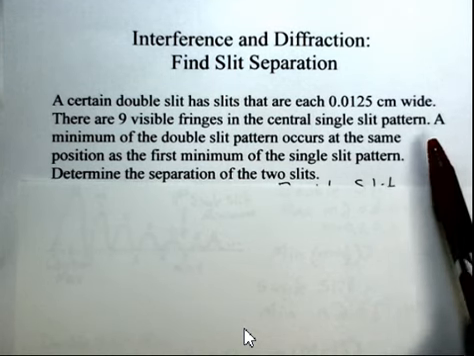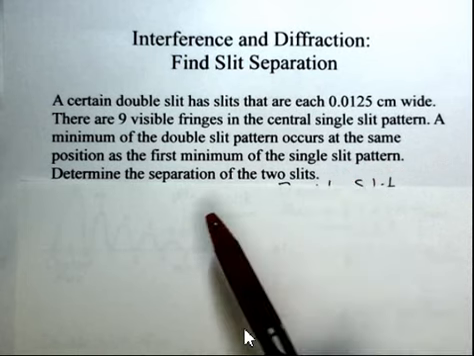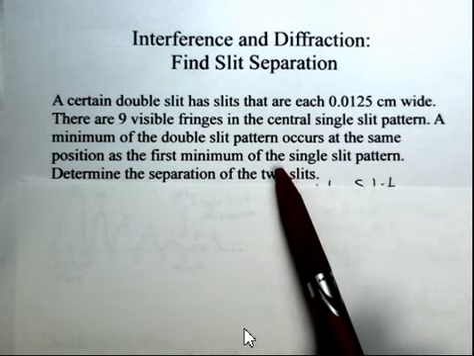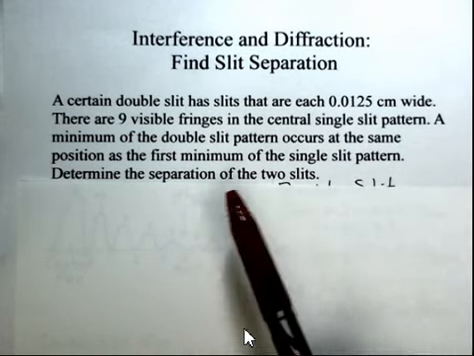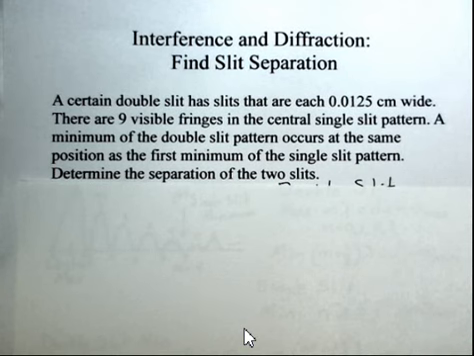It turns out in this problem that we have a minimum of the double slit pattern occurring at the same place as the first minimum of the single slit pattern. You may have heard of missing order problems. This is not a missing order. All the orders of the double slit pattern are present. All the orders of the interference pattern are present. So how do we accomplish this?